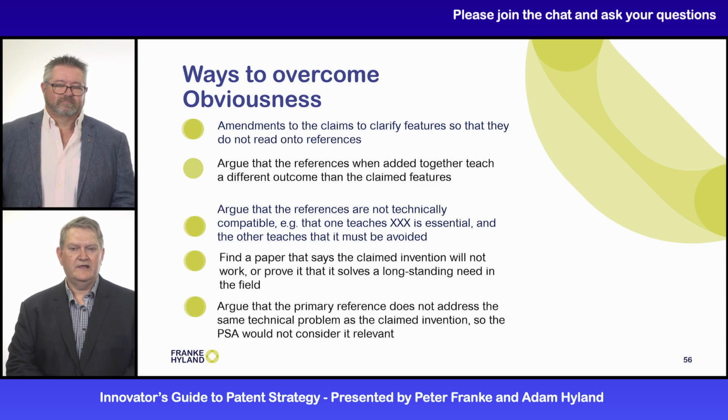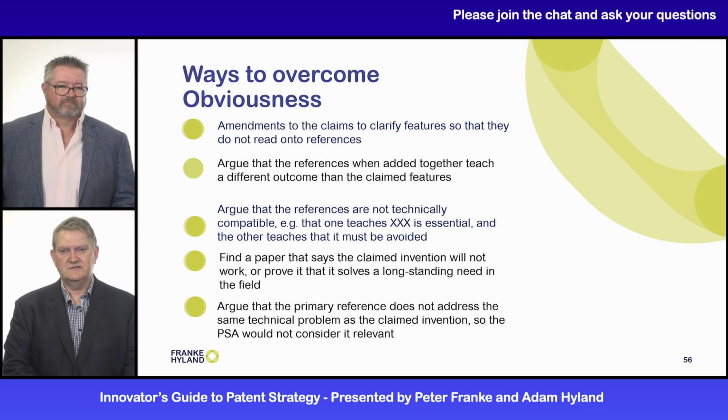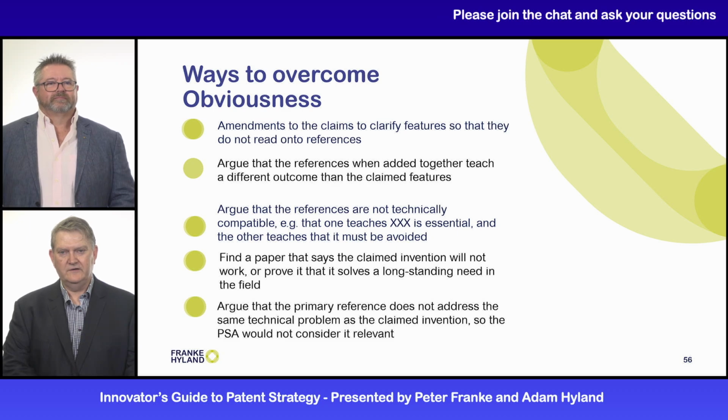Or you can run an argument that the main reference that the examiner is relying on actually solves a completely different technical problem to the claimed invention, so that the person skilled in the art would not even consider it relevant or somewhere to look to solve that problem. Again, not an easy argument, but quite successful on occasions. So the point of this slide is partly, if we get obviousness objections, they often seem terrible on first reading, but the main point is don't panic. There's ways to deal with these things most of the time.